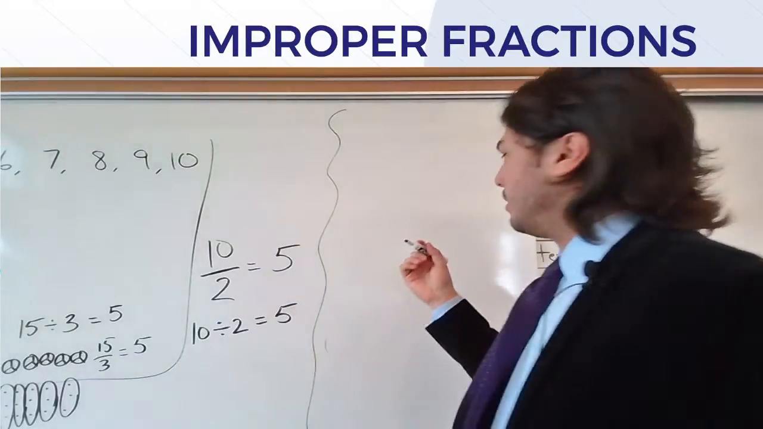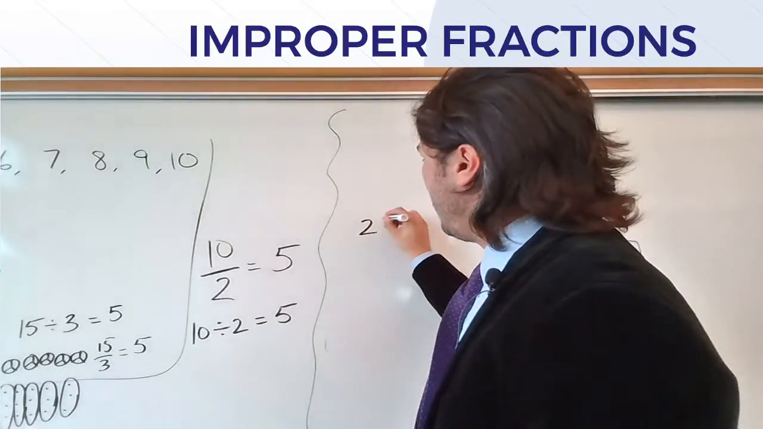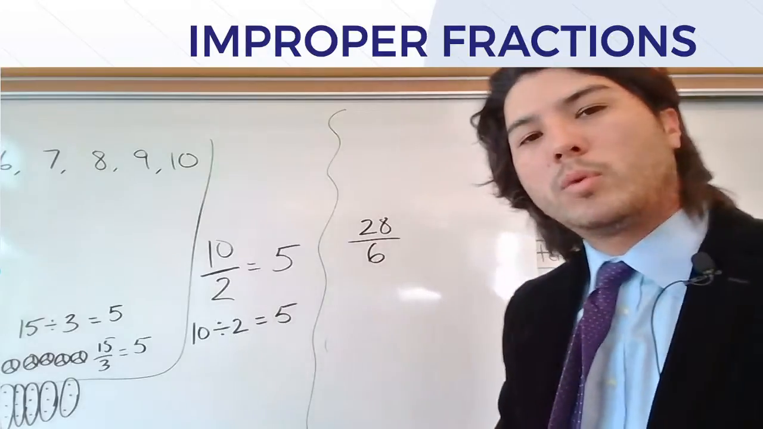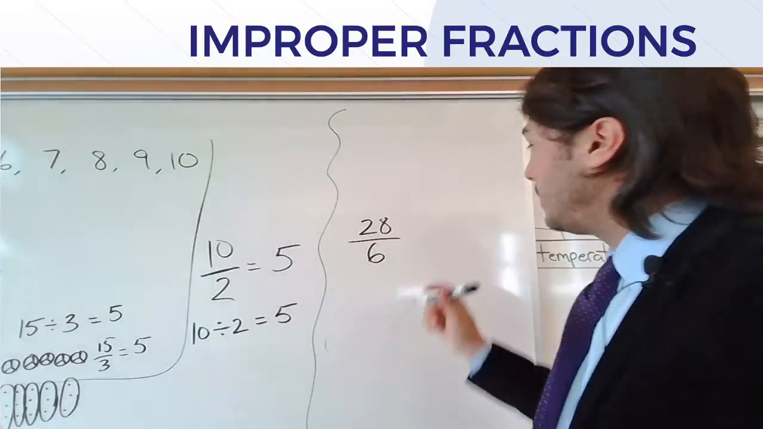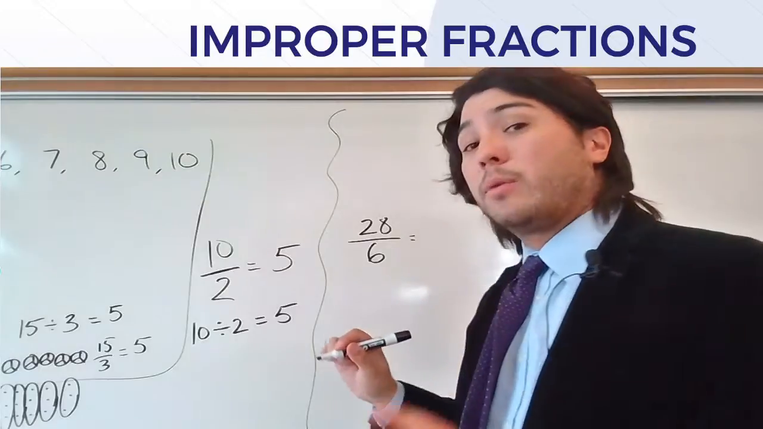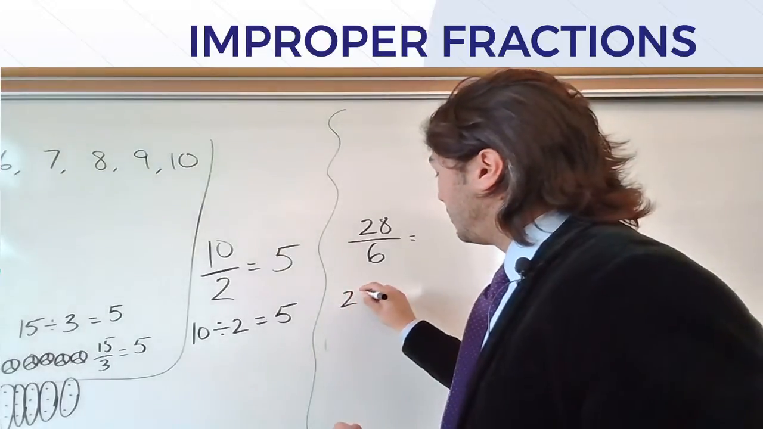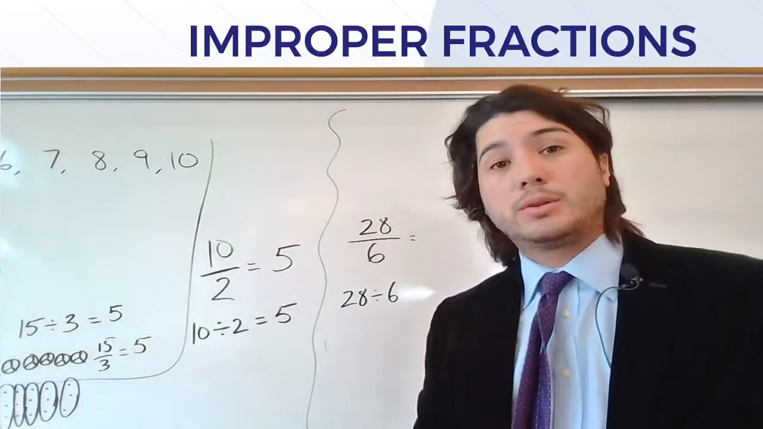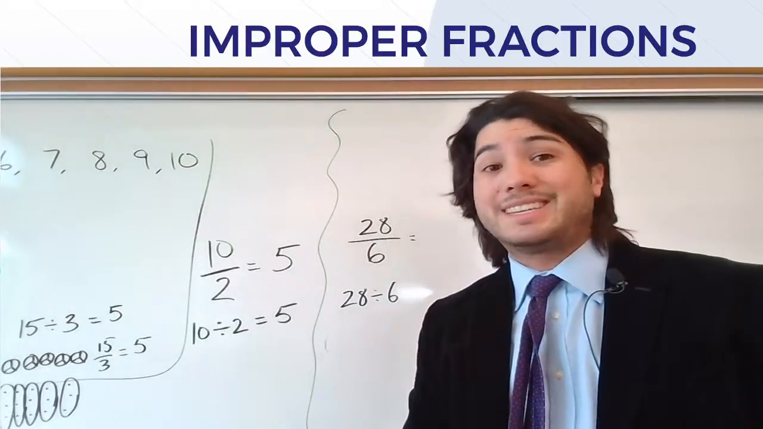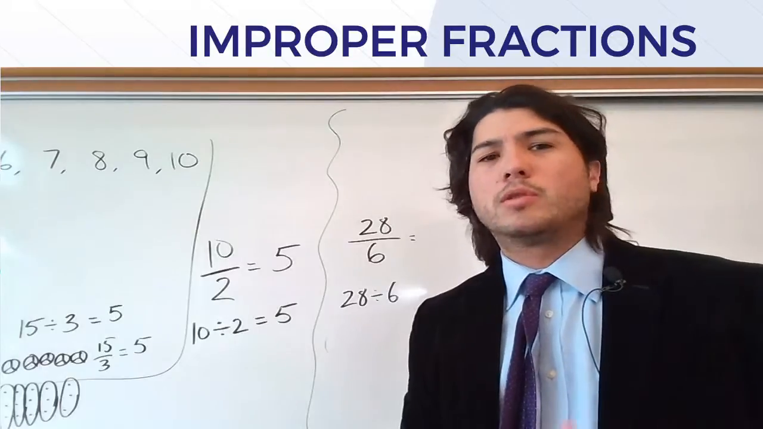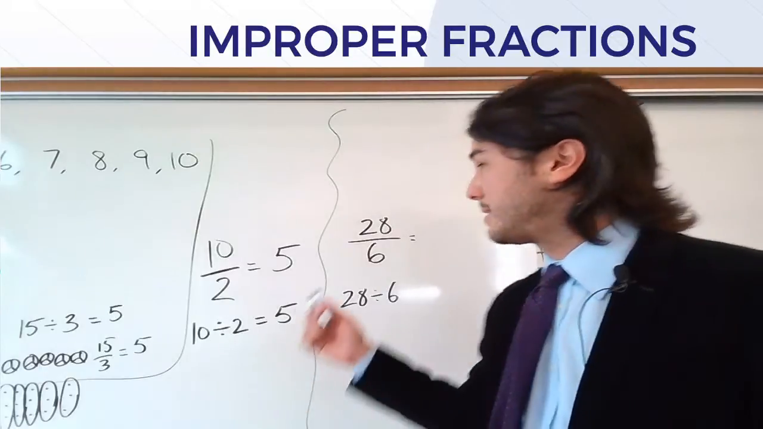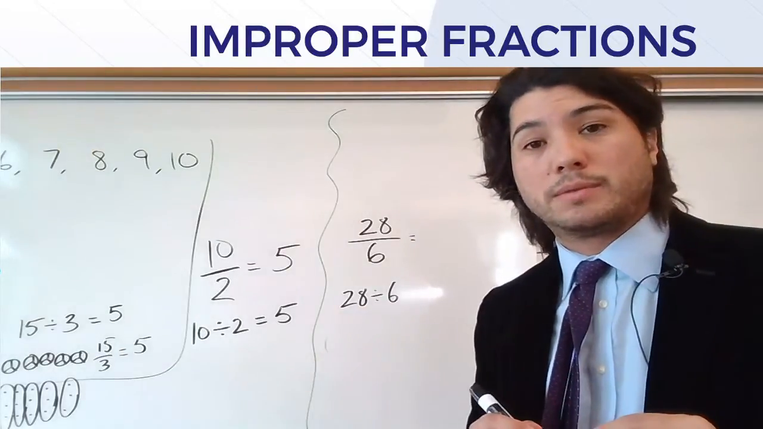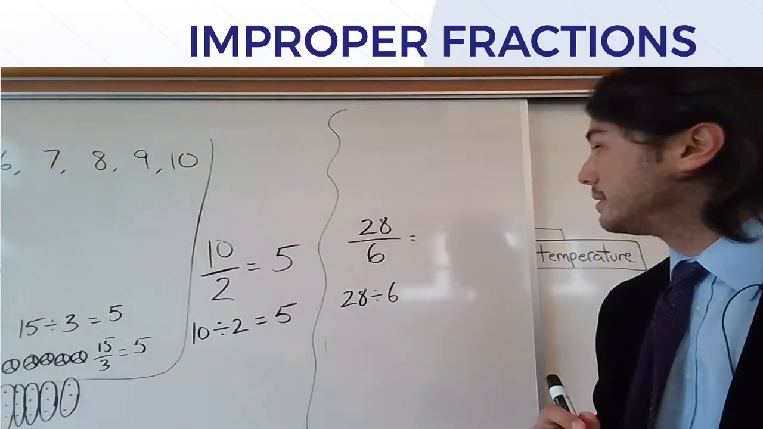Let's go slightly bigger. Let's go 28 sixths. 28 sixths equals what? Again, we can think about it as 28 divided by 6. Or we have 28 things, we're putting them into groups of 6, because how many sixths equals 1? 6 sixths equals 1. So we're putting them into groups of 6.